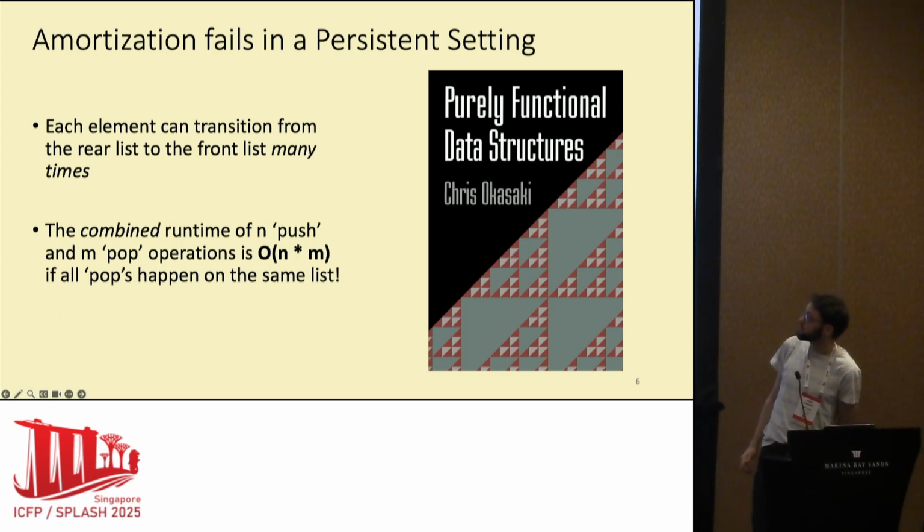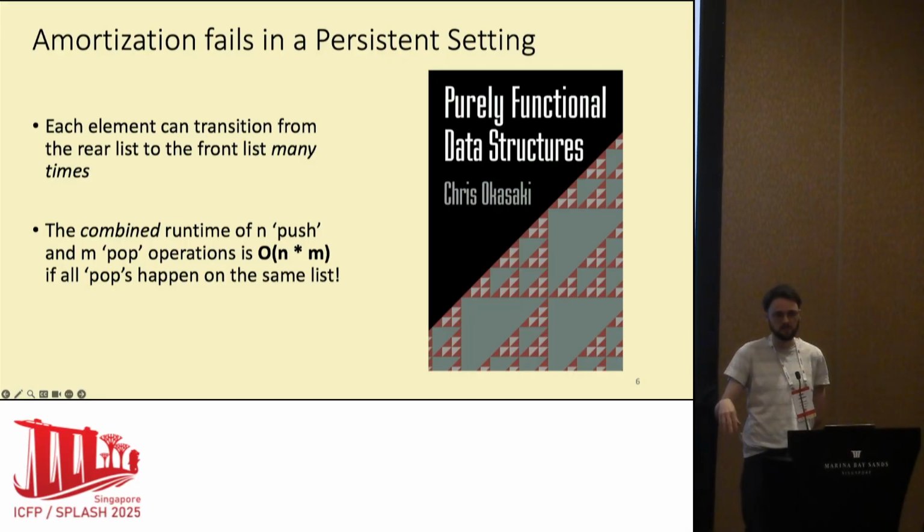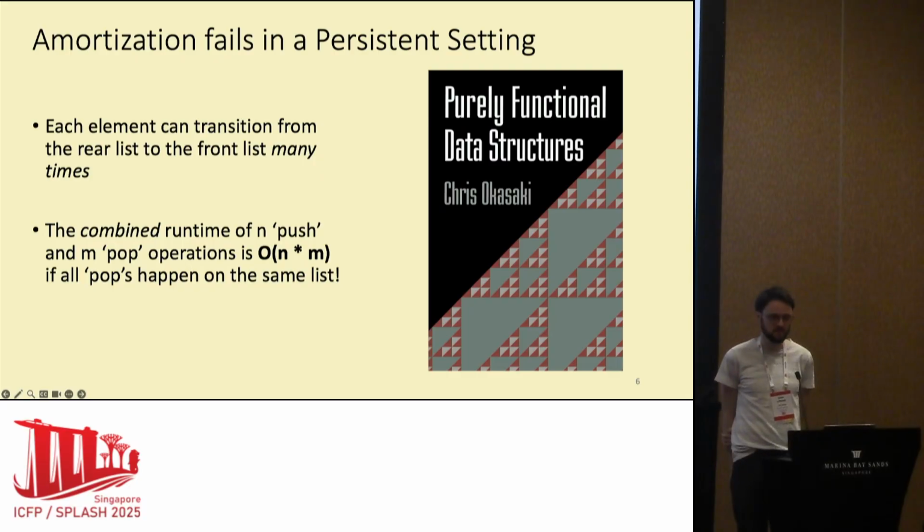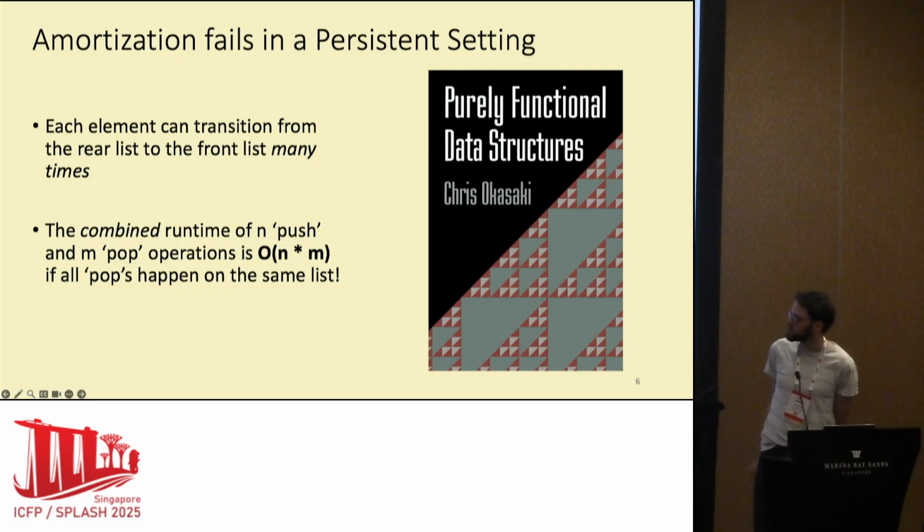And so this is the fundamental problem that motivated Chris Okasaki's work on purely functional data structures, which is that if you work in a persistent setting, every element can transit from the rear list to the front list many times. And so if you do n push operations and then you do m pop operations on the exact same version of the list, you actually can get n times m time complexity for this, right? And so we should have some data structures that can work better in a persistent setting.